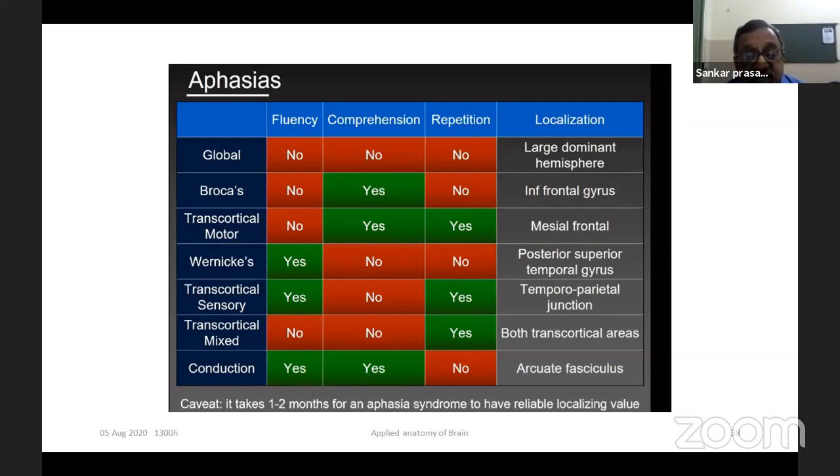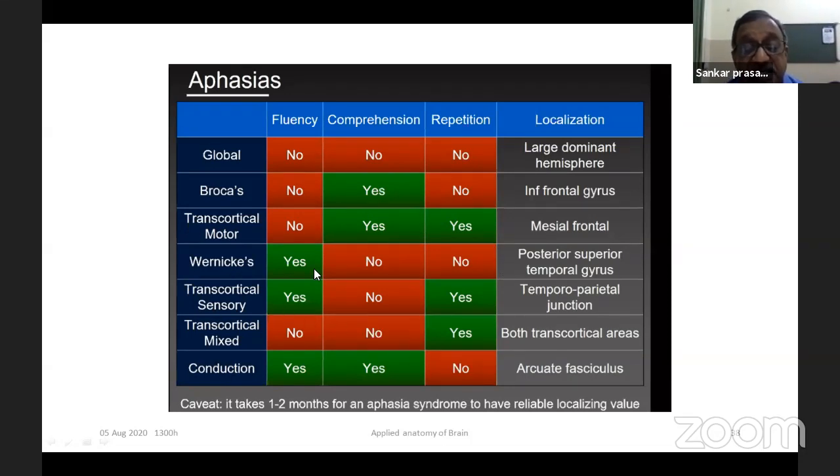Transcortical motor means the surrounding area of Broca's is disconnected from Broca's area, that is mesial frontal, where comprehension is preserved and repetition is also preserved. In Wernicke's area, the fluency is preserved, but comprehension is gone. As I showed you in the previous diagram, repetition is also impaired.